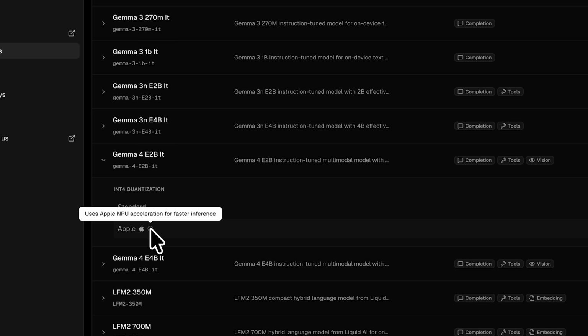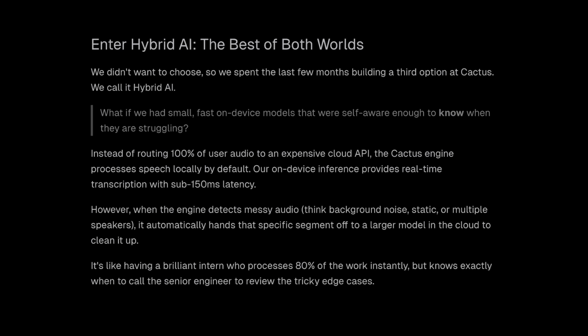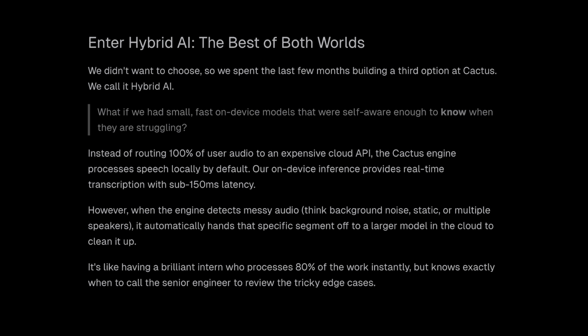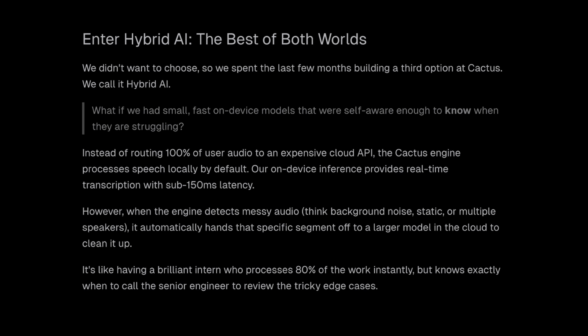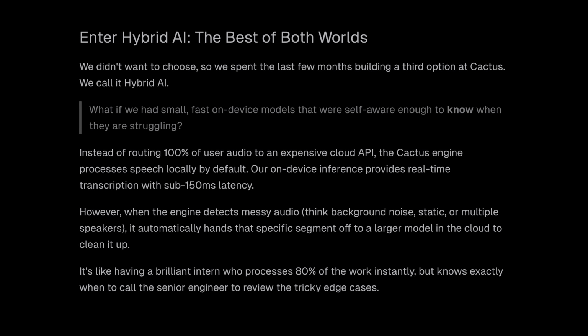And another cool feature Cactus has is the hybrid router. Now the reality is that on edge devices, local models, no matter how optimized, eventually hit that reasoning ceiling. And this is where the hybrid router comes in. Instead of forcing you to choose between a fast but limited local model and a smart but expensive cloud model, Cactus can handle both and swap between them.